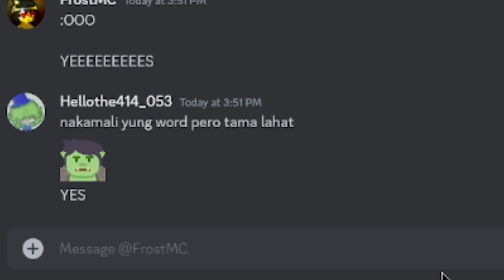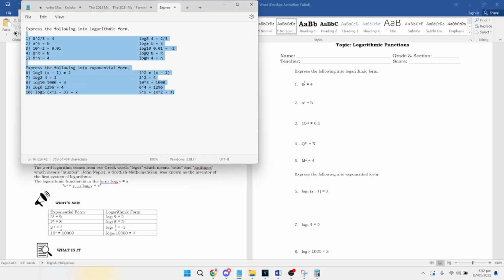Yes! Since every answer is correct, I am extremely proud. Proud, proud, minus the fact that it says 10 raised to negative 2 is equal to 0.1.